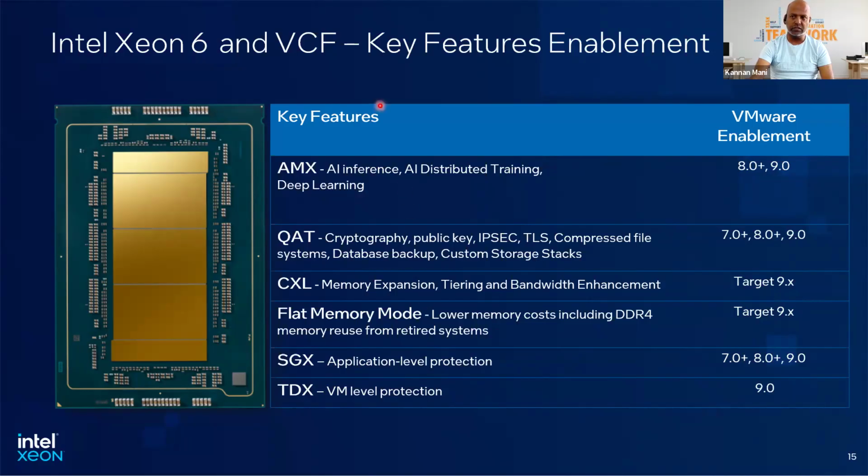These features have already been published in the VCF 9.0 GA release notes, especially if you check on the Xeon. And we also have another feature which I didn't mention called HWP, which is mostly for hardware power savings. Take a look at that as well. If you need more detail, I'm happy to provide that.